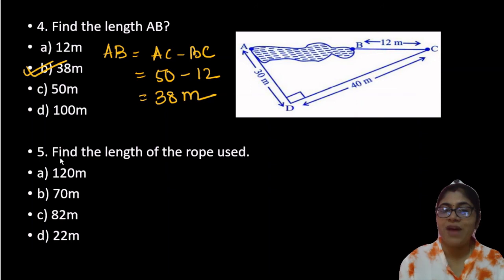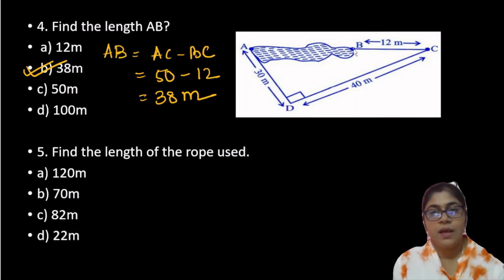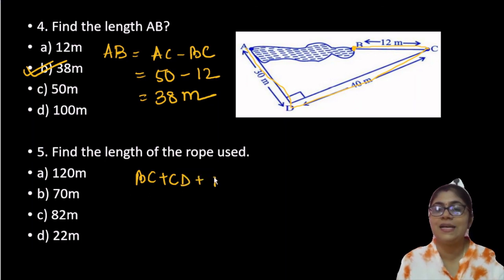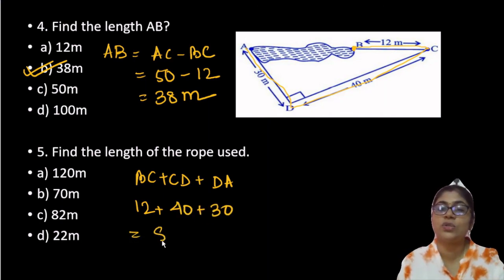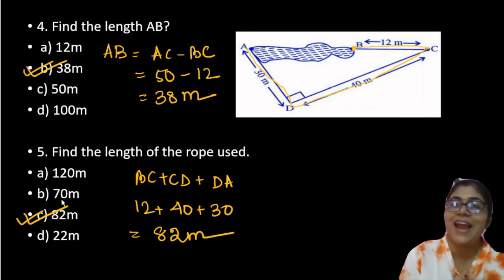Now question number 5. Find the length of the rope used. So remember from the case study, the rope is starting from B, then it is moving towards C, from C to D and from D to A. So the length of the rope equals to BC plus CD plus DA. This is 12 plus 40 plus 30 equals to 82 meter. So option C is the right answer.